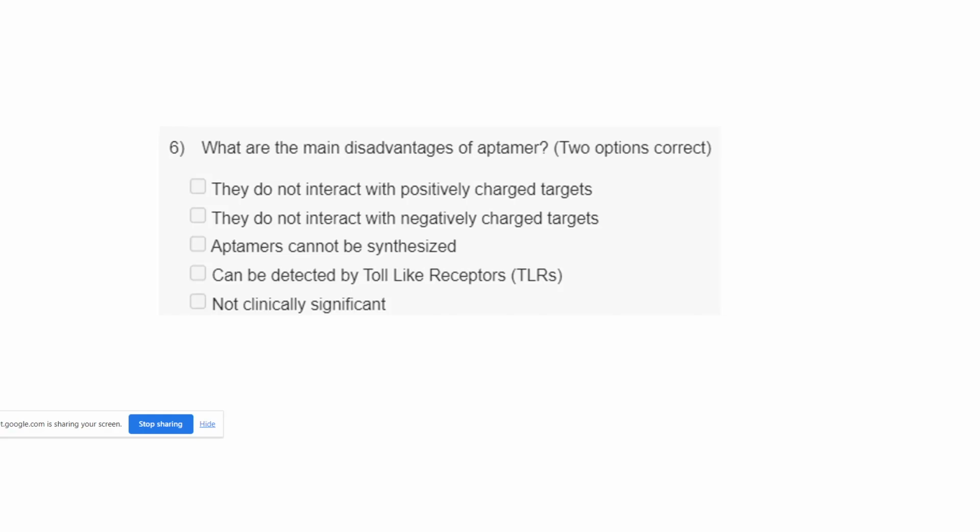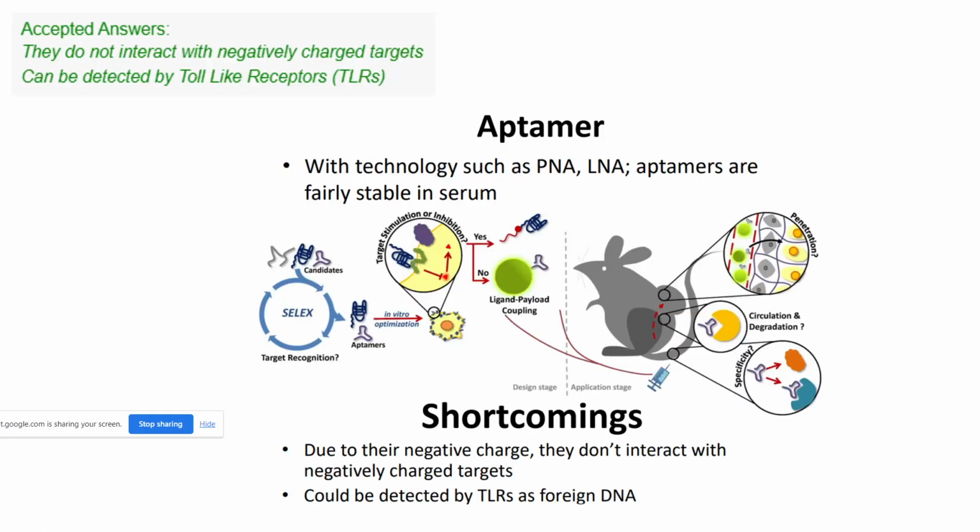So here is the sixth question. What are the main disadvantages of aptamer? You have to select two correct options. The correct options would be that they can be detected by toll-like receptors and they do not interact with negatively charged targets. They have their own negative charge, so they don't interact with other negatively charged targets, and they could be detected by toll-like receptors as foreign DNA.